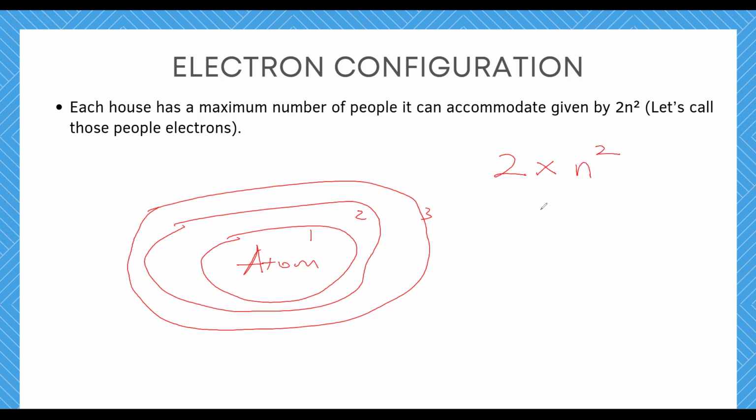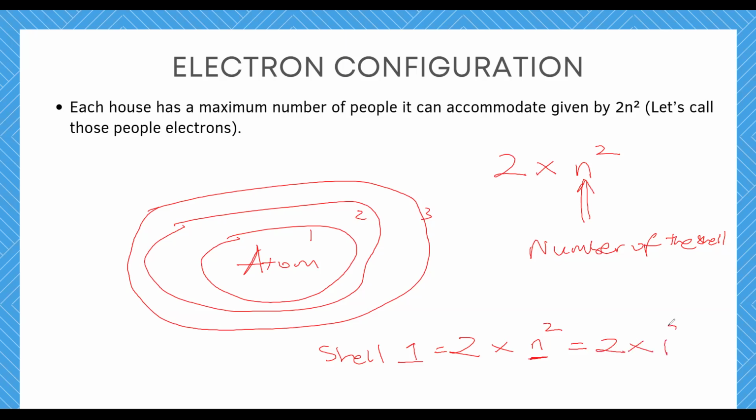Now, let me show you how to do it. This n here simply represents the number of the shell. So, for example, let's say you have shell number 1. What is the maximum number of electrons that can stay there? I will simply say 2 multiplied by n raised to power of 2. Since it is shell number 1, my n here will now be number 1. Therefore, it will now be 2 times 1 raised to power 2.